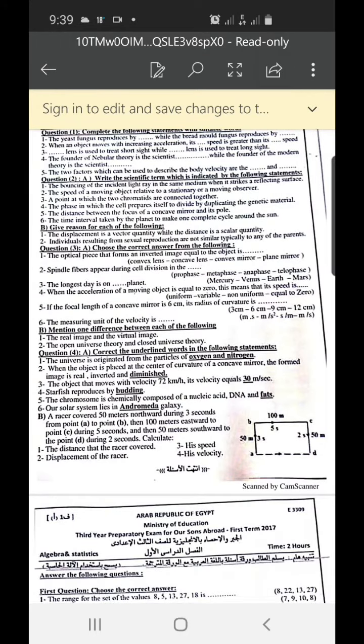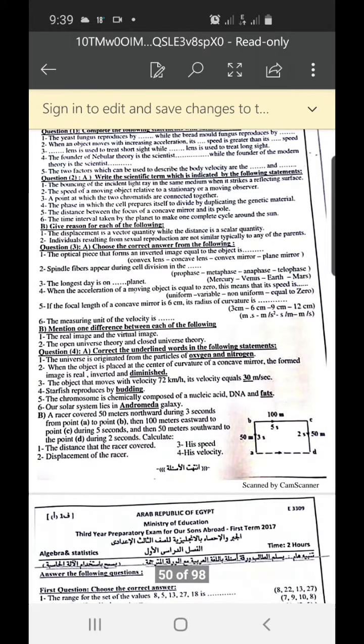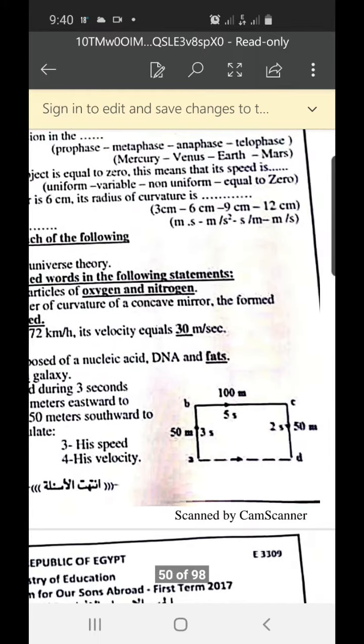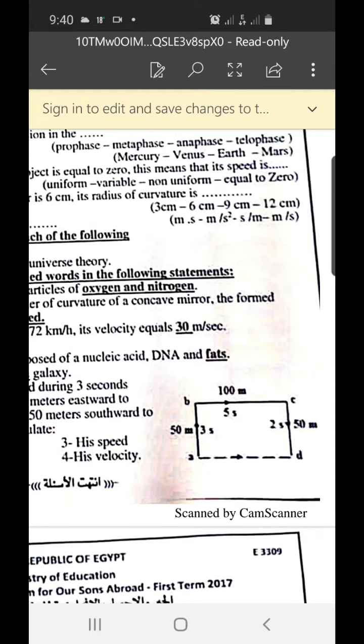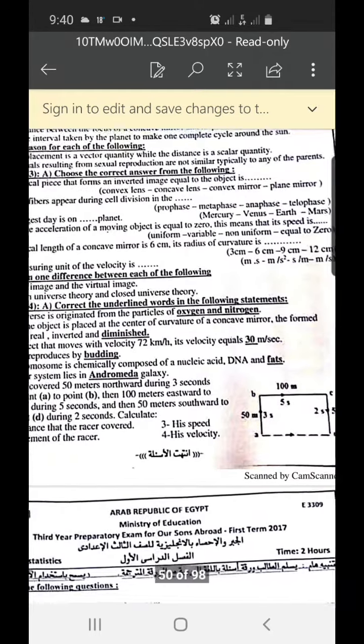Number 2, his speed. The speed is the result of division, total distance divided by total time. The total distance is 200, and the total time is 3 plus 5 plus 2 equals 10. So 200 divided by 10, the answer will be 20 meters per second.